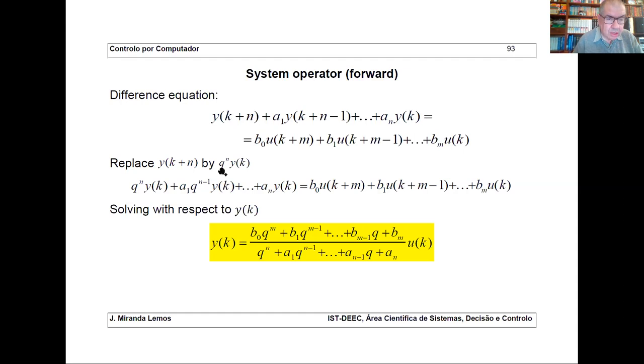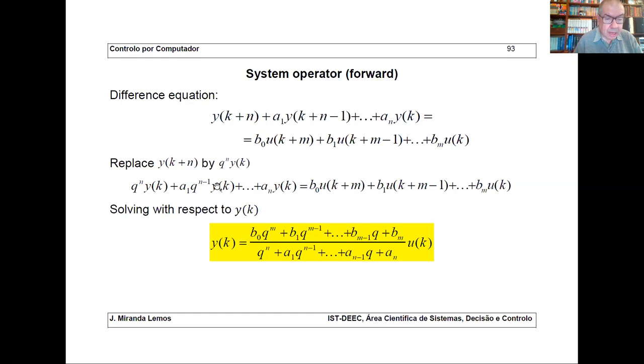So you can write Y of K plus N as Q to the N applied to Y of K. And I told you that you can use this operator as if it was a variable, although you should bear in mind that it is an operator. So you can write the difference equation in this way, with Q^n Y of k, Y of K plus N minus one is just Y of K advanced by Q up to M minus one and so on.